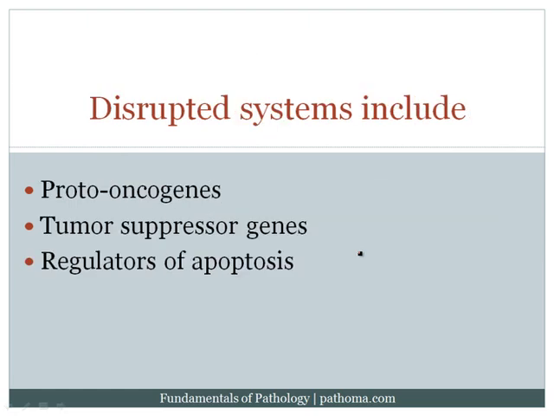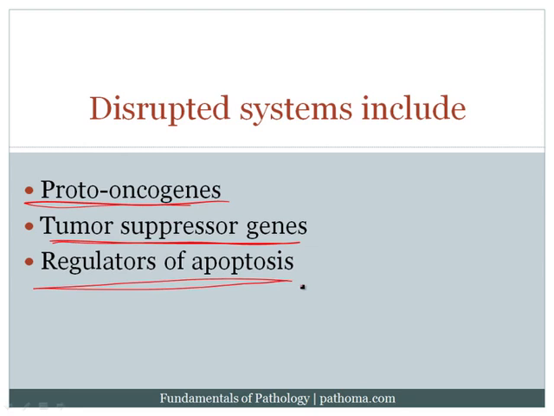So the three key regulatory systems that we're going to discuss are number one, the proto-oncogenes, number two, tumor suppressor genes, and number three, regulators of apoptosis. These are three key systems that can be disrupted by carcinogenic agents. And these are very high yield, very important. There's a significant amount of biochemistry that goes into them. So what we're going to do is discuss each of these in the subsequent slides.